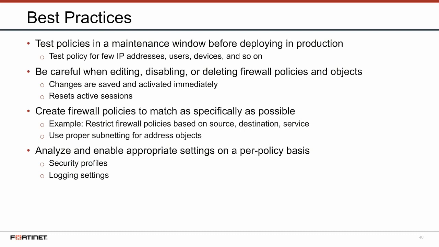As a best practice, try to configure firewall policies as specifically as possible. This helps to restrict access only to those resources. For example, use proper subnets when configuring address objects. Another setting worth mentioning is security profiles, which help to provide appropriate security for your network. Proper logging configuration can also help you to analyze, diagnose, and resolve common network issues.